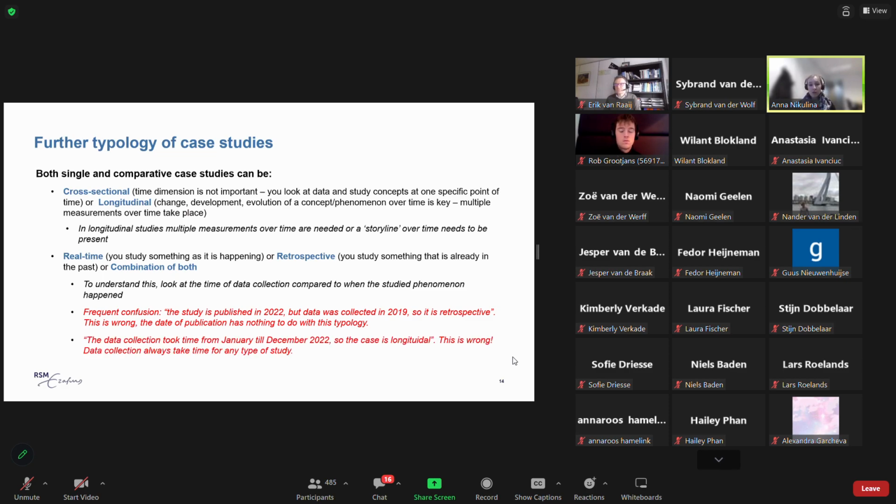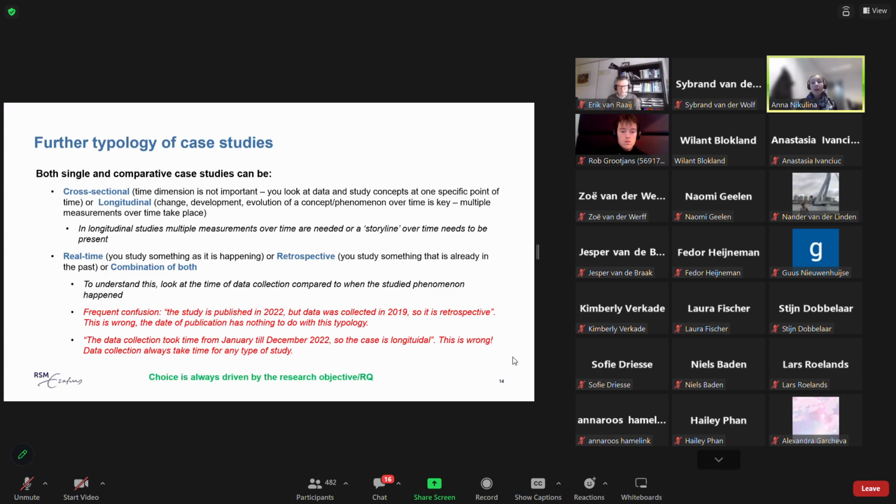Another thing that confuses students is that data collection takes many months, so the case is longitudinal. No, data collection always takes months in any case study. It doesn't mean that the case is by default studying something over time, yeah? You can really only compare this aspect between data collection time and when something is happening that you study. We'll look into this in just a second to analyze our articles for this week.